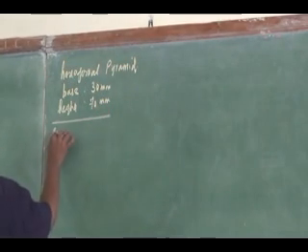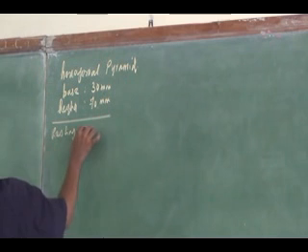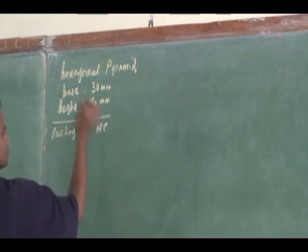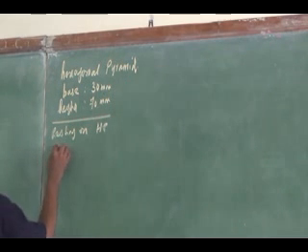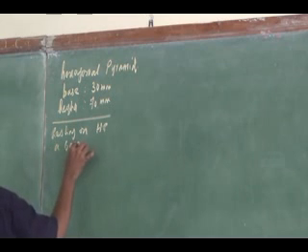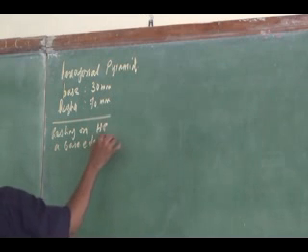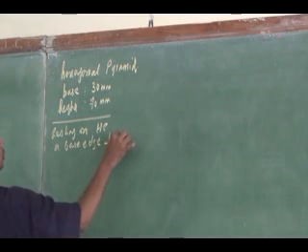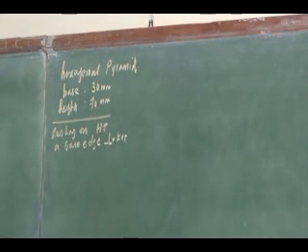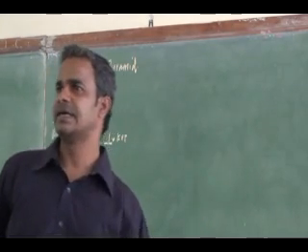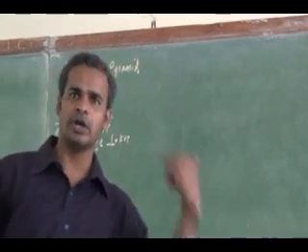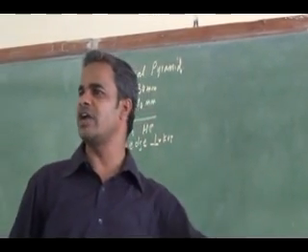Resting on ground HP. Straight. A base edge perpendicular to VP. Right. How about the axis? Axis is perpendicular to HP, so you have to draw the base on HP, right?